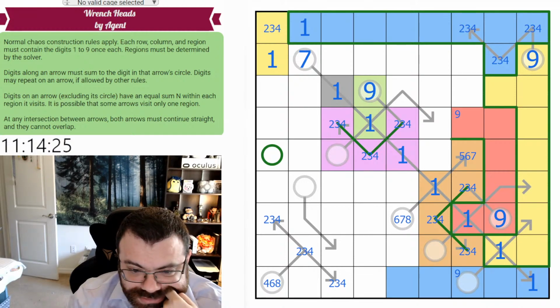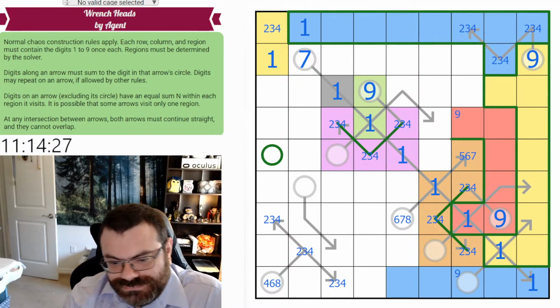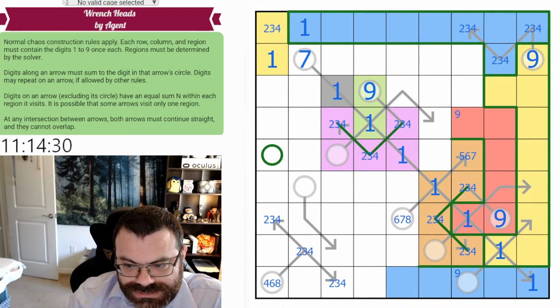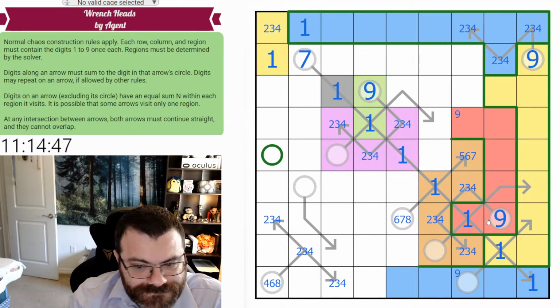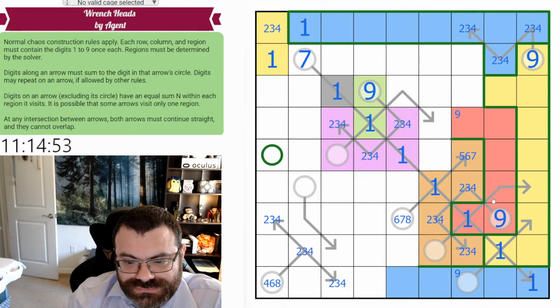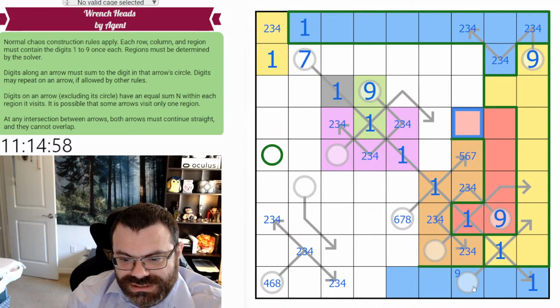Blue needs to go left. And this region border. I don't need these lines anymore. So, indeed, these are consecutive. Now we know where the 9 is. Ah, this 9 became red. So we can place the 9 here and the 8 here. So this is not 8, so that's not 7.